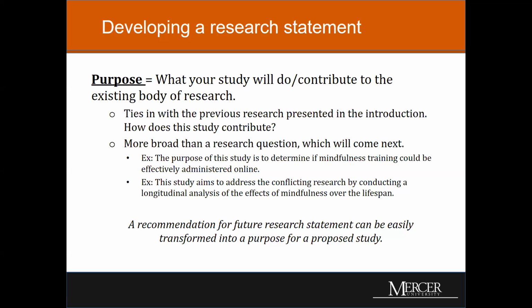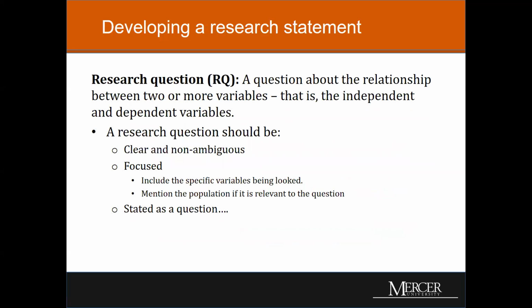We'll practice writing some purposes in a second, but really it's just one or two sentences that ties in your proposed study with the literature review that you did. After your purpose of your proposed study, you're going to have a specific research question. And this is a question about the relationship between two or more variables.